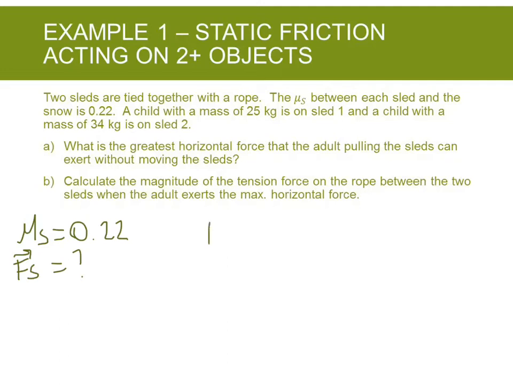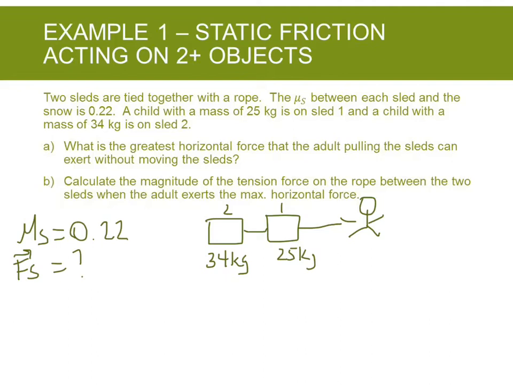So let's draw a little picture of what's going on. This is going to be sled 1, sled 2. We've got 25 kilograms and 34 kilograms. We're trying to figure out the greatest horizontal force the adult pulling the sleds can exert without moving the sleds. If we're looking for the maximum force, that means we want to combine the masses of all of these things.